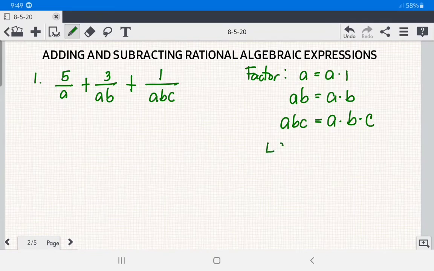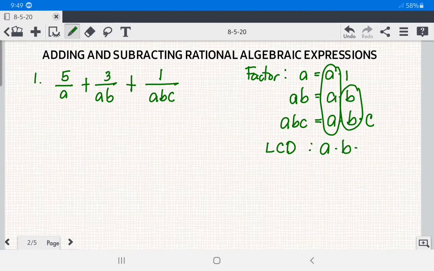So, let us find the LCD here. As you can see, we have a common factor, which is a. So, we write here a. Then, another common factor, which is b, so times b. And then last, we have here c. So, our LCD, or the least common denominator, is abc, okay? So, you're going to write the LCD, we have abc.